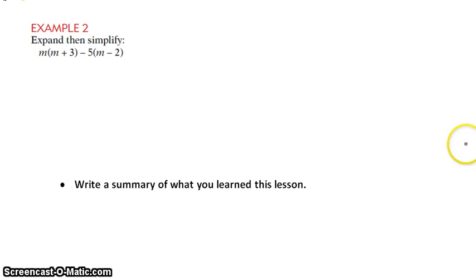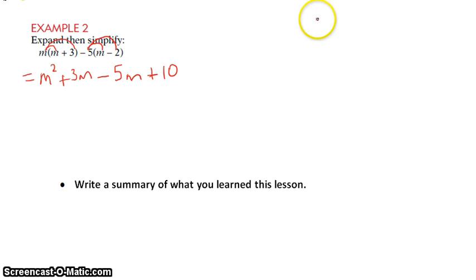You'll get harder questions that look like this, and there's a lot of good examples in your textbook that we'll have a go in class together. M times m plus 3. So expand and simplify, I'm going to get m squared plus 3m. Then I've got a minus here, so minus 5 times m minus 5 times minus 2. So minus 5 times m is minus 5m, and minus 5 times minus 2 is plus 10, because remember when we're multiplying, do you remember the rules from early on in this topic?